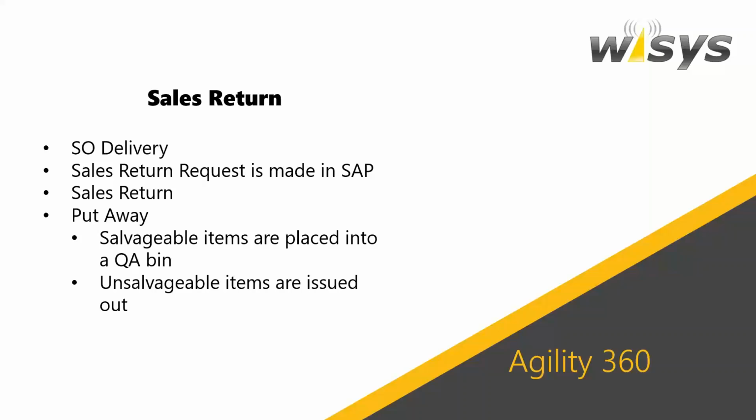Once in our receiving bin, we use put away to move the potentially salvageable items to a QA bin so they can be reviewed and potentially moved back into standard inventory. And we moved anything that was clearly unsalvageable to a damaged bin and issued them out of the system.